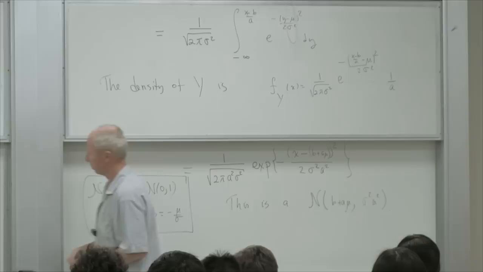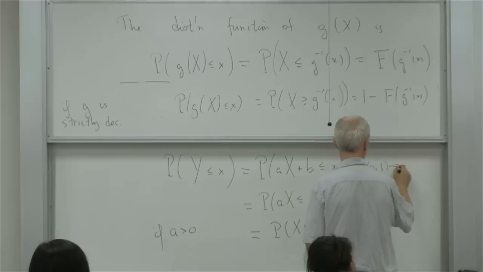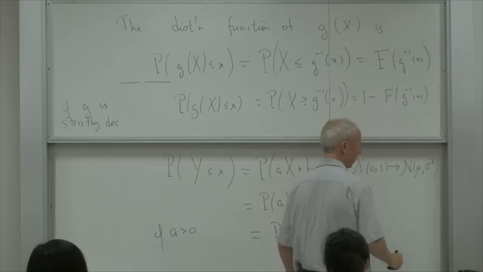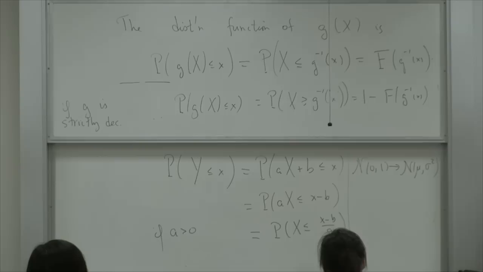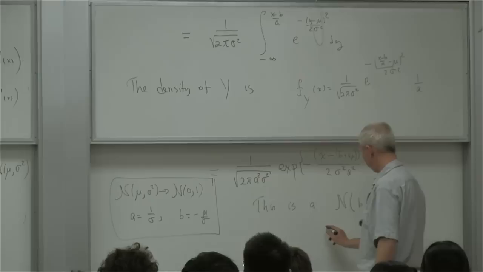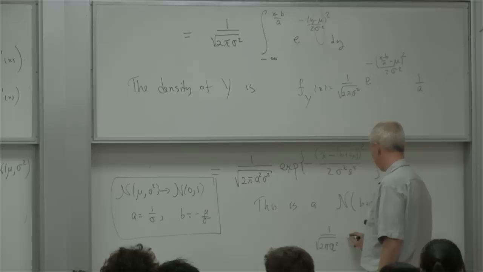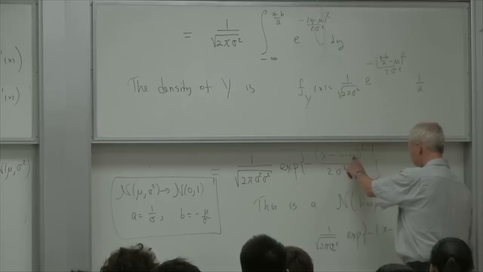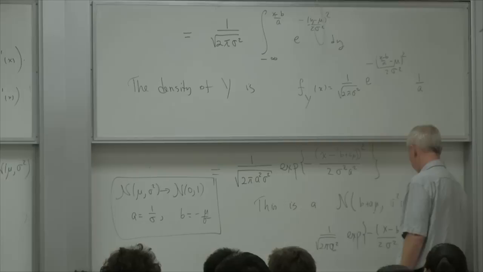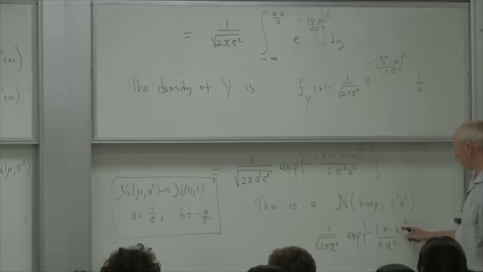How do we go from here to here? So that means we start with this as 1, 0, and this is 1. That means we'd wind up with 1 over square root 2 pi a squared exponential. We'd wind up with what? X minus, this is 0, so x minus b squared over 2a squared. Now how could we get mu here and sigma here? Just take b equal mu and a equal to sigma.